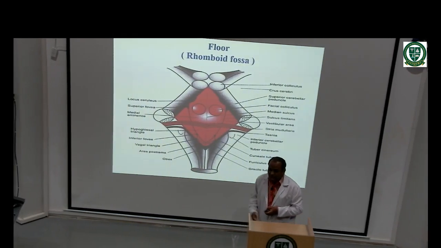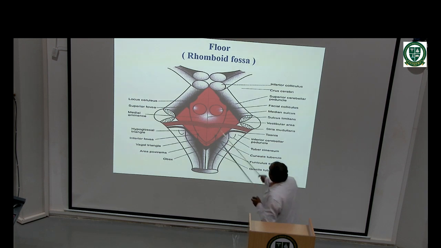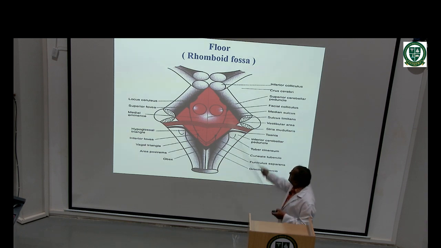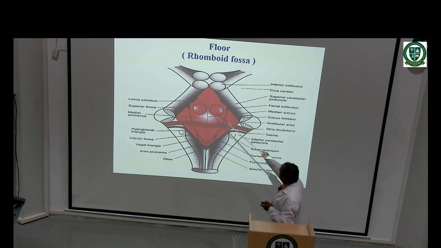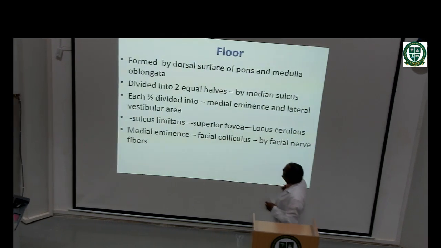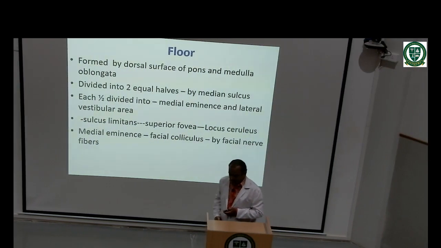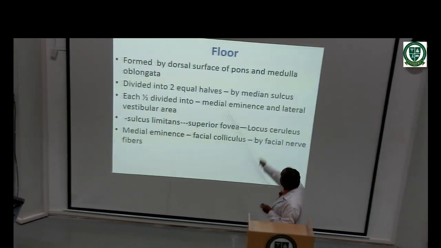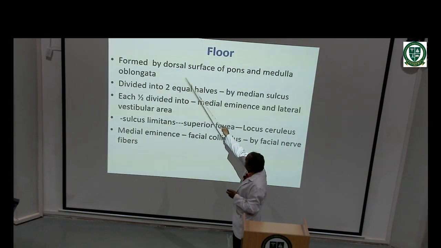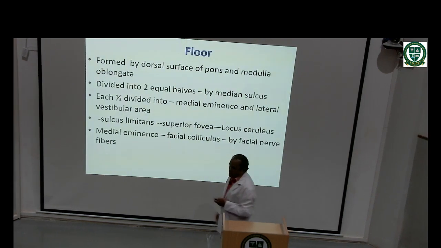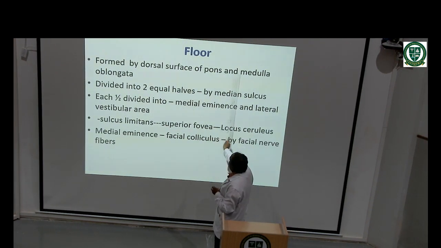Next, coming to the floor of the fourth ventricle. What you are seeing is the floor of the fourth ventricle. This is also called the rhomboid fossa because it resembles the shape of a rhomboid. The floor is formed by two structures: the pons as well as the medulla oblongata, that too the dorsal surface of the pons and medulla oblongata.